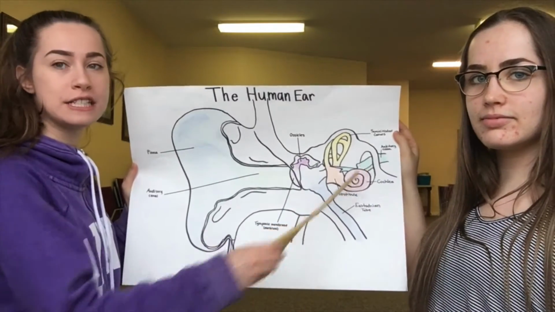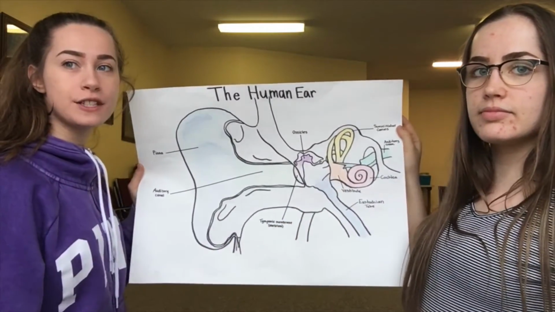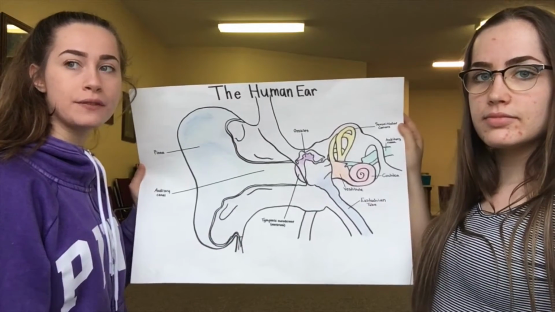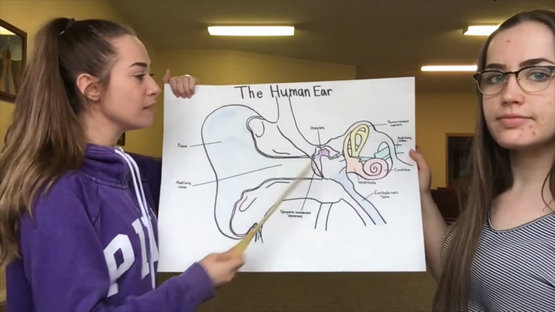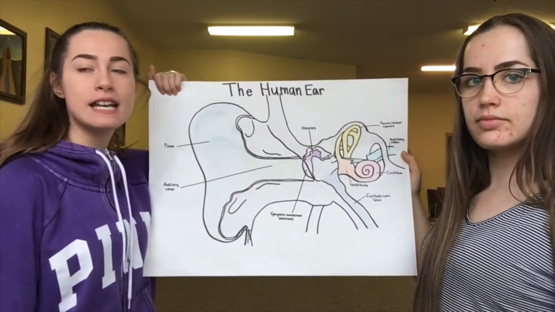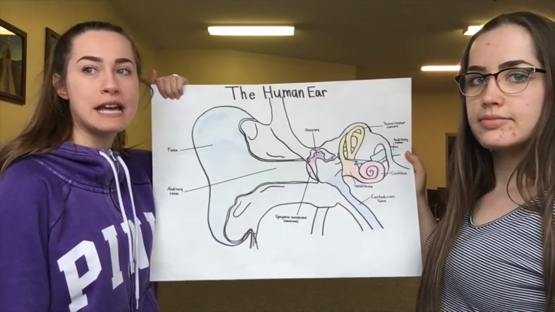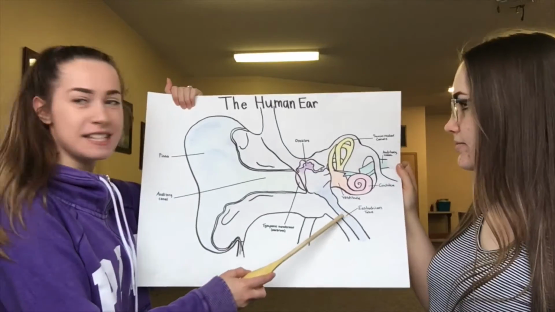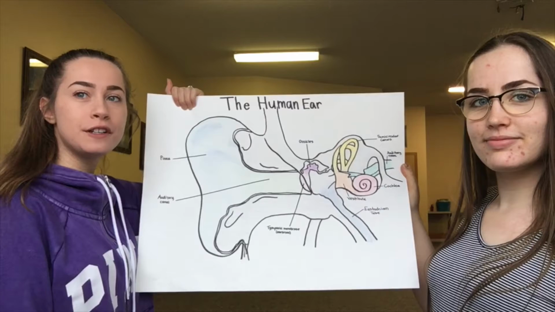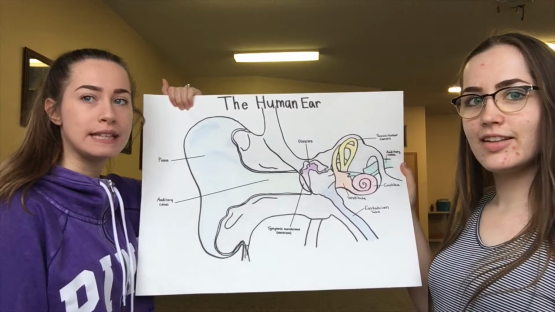This is the auditory nerve. It is a nerve that transfers auditory information through the nerve impulses from the cochlea to the temporal lobe of the brain. These are the semicircular canals. They are fluid-filled structures that provide information about dynamic equilibrium. This is the Eustachian tube. It is an air-filled tube that equalizes pressure between the external and internal ear.